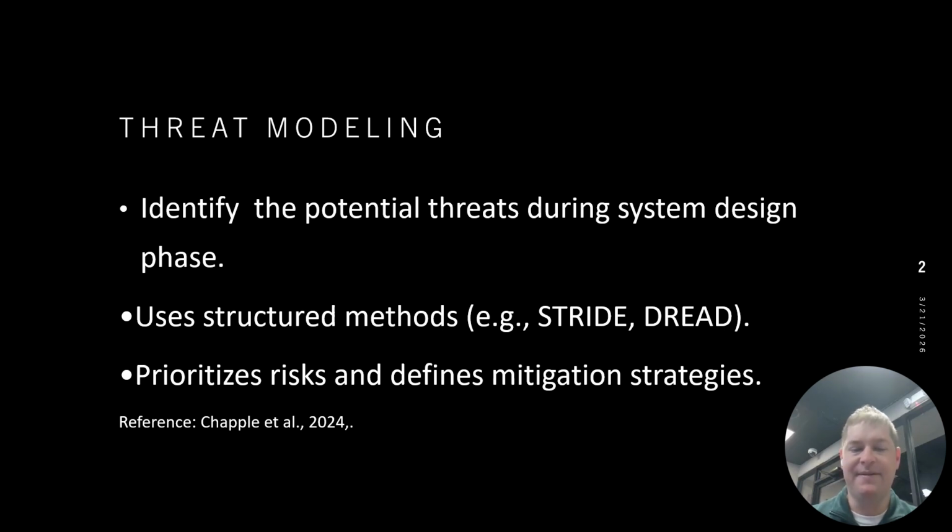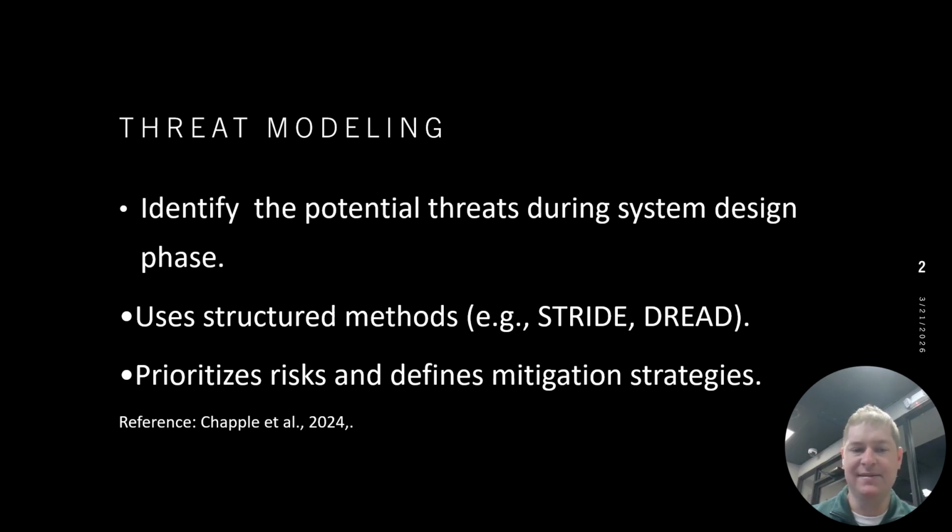Once threats are identified, the DREAD model is used to assess and prioritize risk. The D stands for damage, how severe the impact is. R is reproducibility, which is how easily the attack can be repeated. E is exploitability, which is how easy it is to launch the attack.